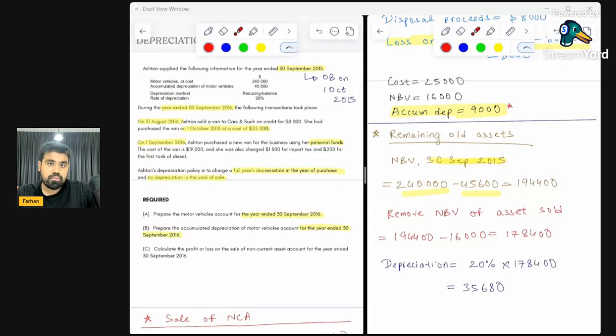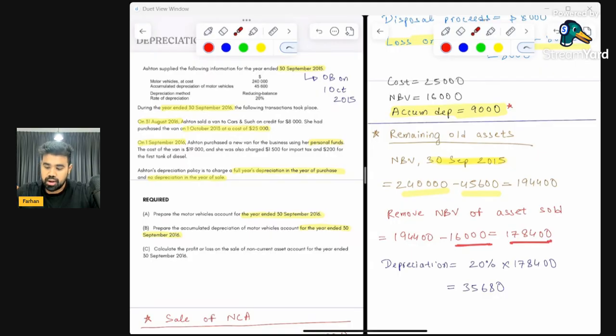So 240,000 minus 45,600 gives us 194,400, right? In this financial year, ending 30 September 2016, we know we have sold one of the assets. That asset which we want to sell had a net book value of 16,000. Okay, so 194,400 minus 16,000 would give us $178,400 in the net book value left for remaining old assets.